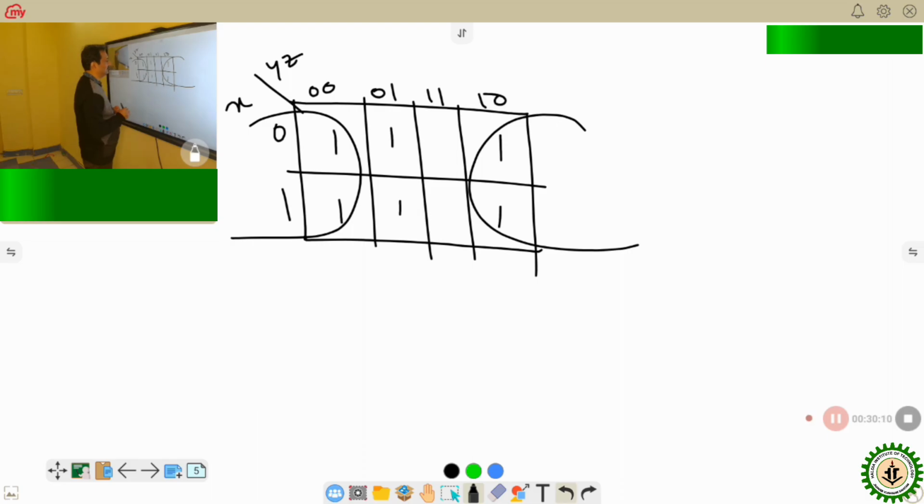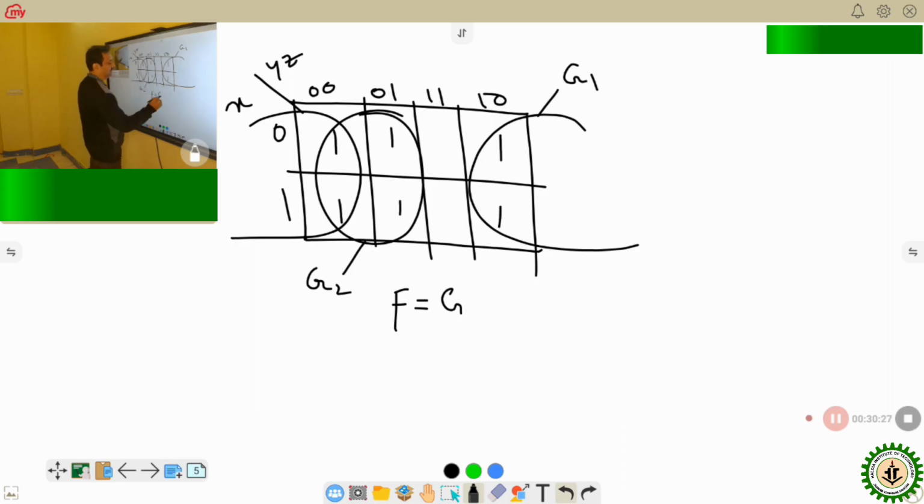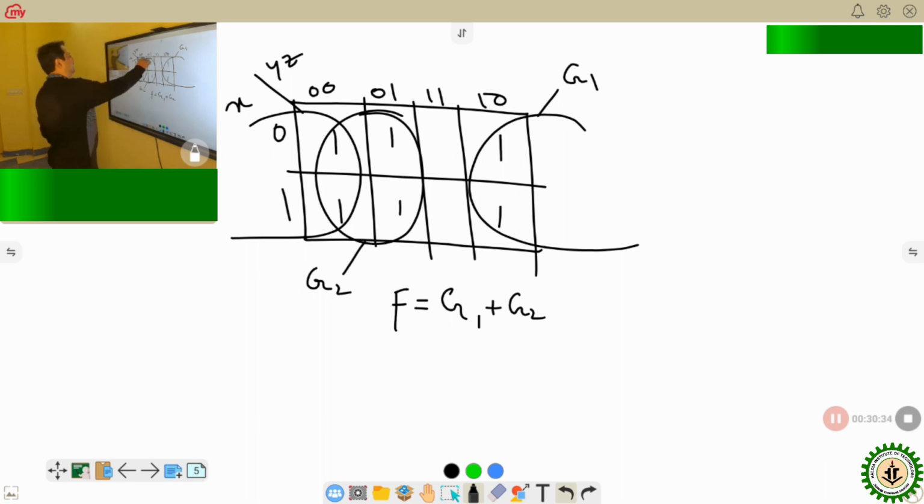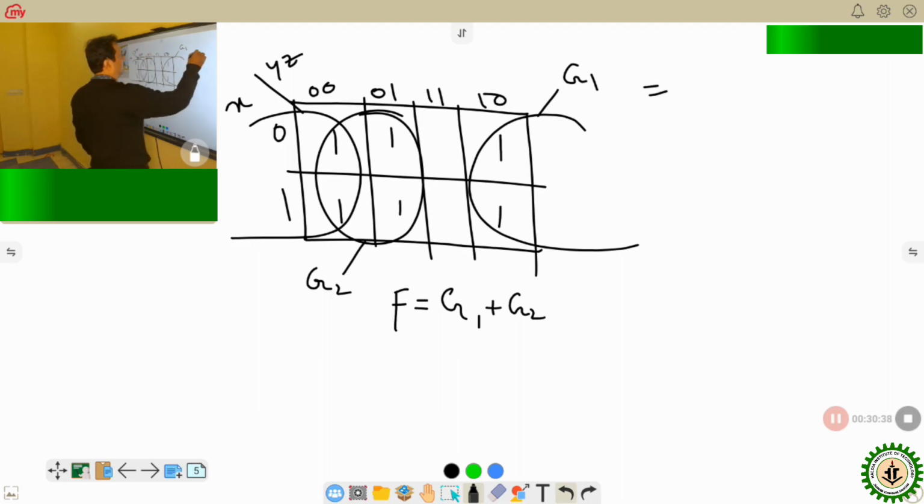So this is the first group G1, and another group is, suppose I consider these two 1s, so this is G2. And what is the output? This output is G1 plus G2. And what is G1? In group G1, only the unchanged variable remains, so this will be Z1.